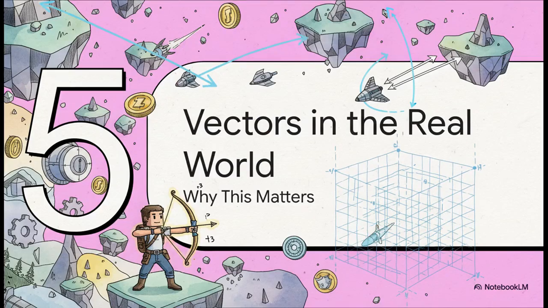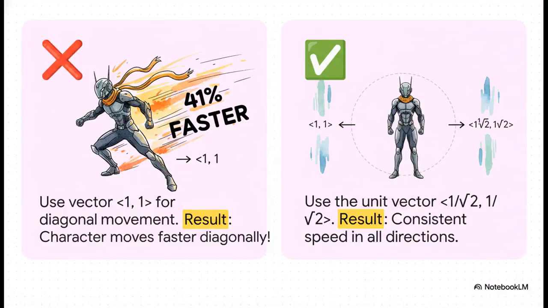All right, we've been deep in the math, but let's zoom back out. Let's bring this all full circle and go back to that video game question from the beginning. Why does any of this stuff actually matter in the real world? So check this out. On one hand, you have the naive way. A developer might just add the right and up vectors to get (1, 1) for diagonal movement. But the length of that vector is the square root of 2, about 1.41. That means your character would move 41% faster diagonally.